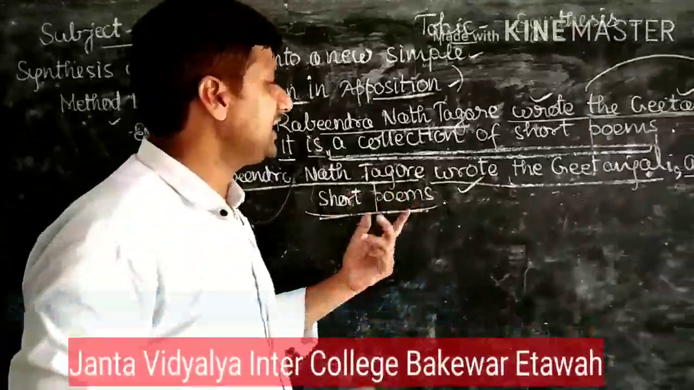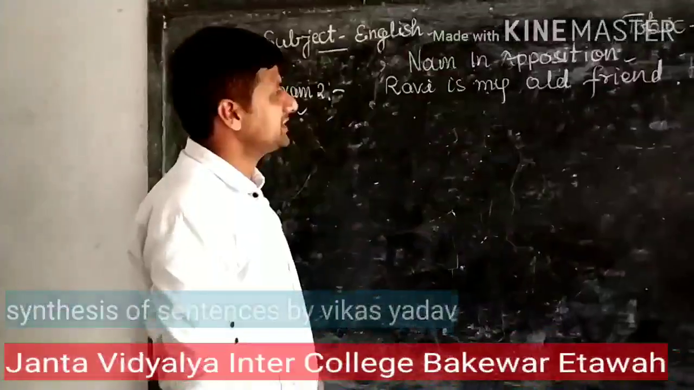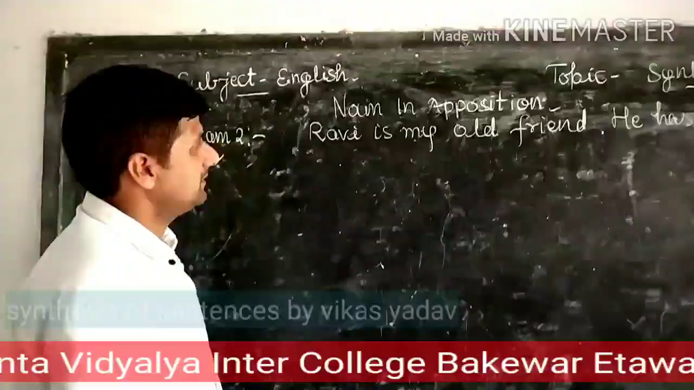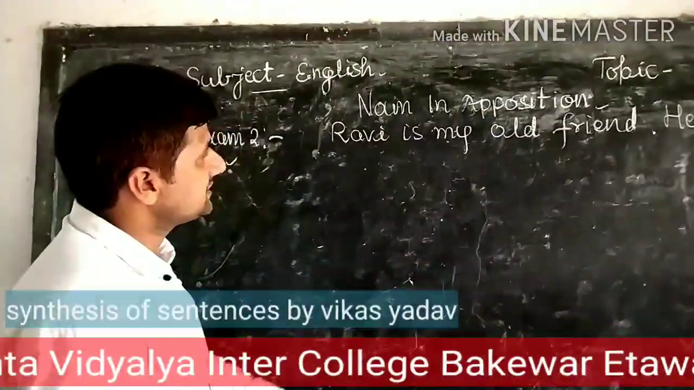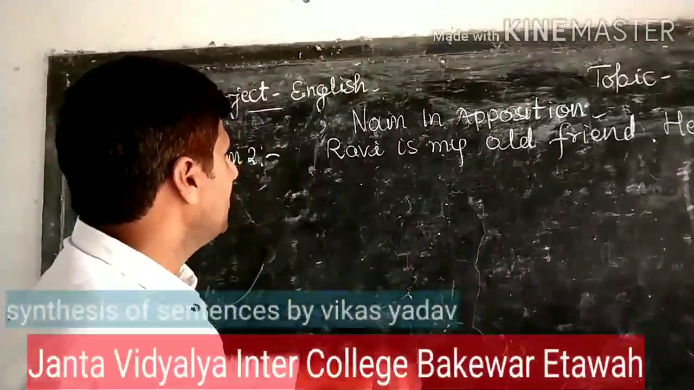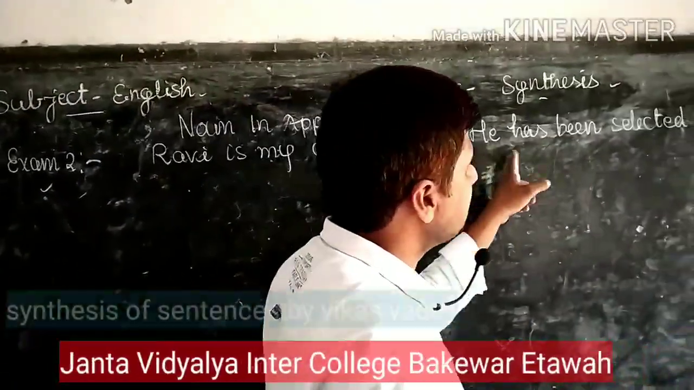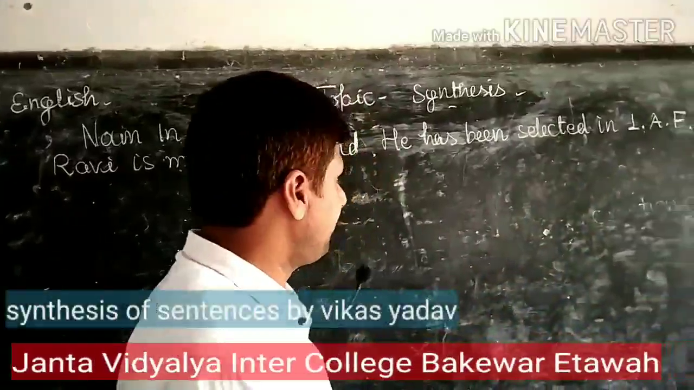By taking another example, we will try to understand it better. Dear students, we are making simple sentences by using the noun in apposition rule, this method. We have two simple sentences. Ravi is my old friend. He has been selected in IAF.